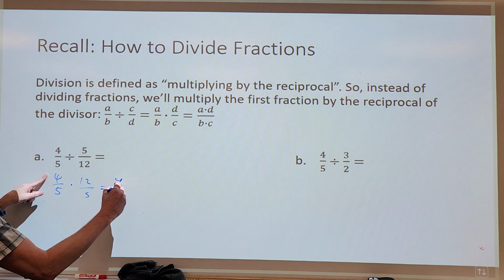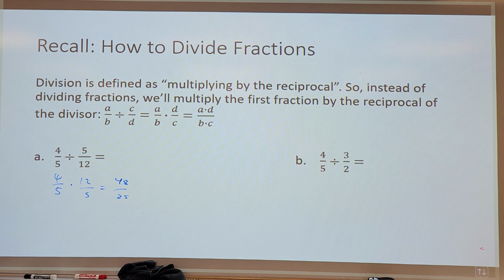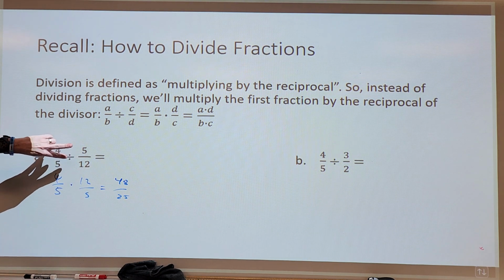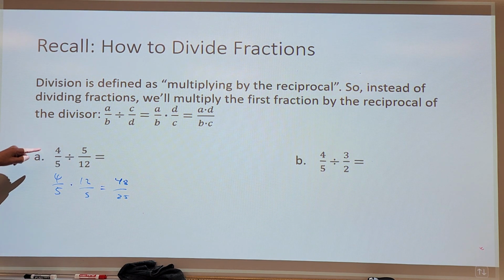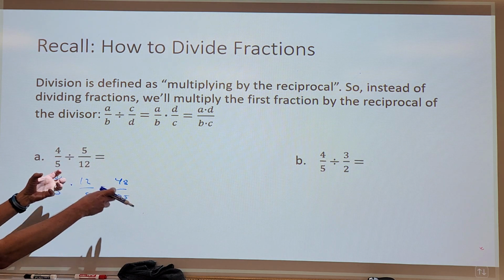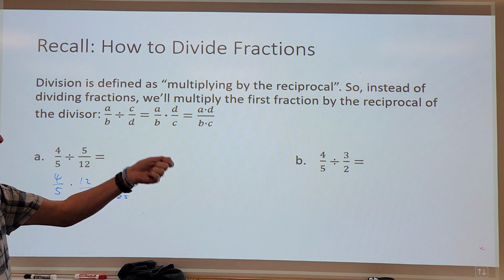This actually gives us 48 over 25, which can't be simplified. There's no common factors in numerator and denominator. That is the way that it is. It looks like, oh, I've got some things I can cancel, but no, that is not the case, because when we divide, we're doing 4 divided by 5, we're doing 5 divided by 12, and we're working that across. It doesn't really work out for us so well, and so we have to consider that division is the same as multiplying by a reciprocal.